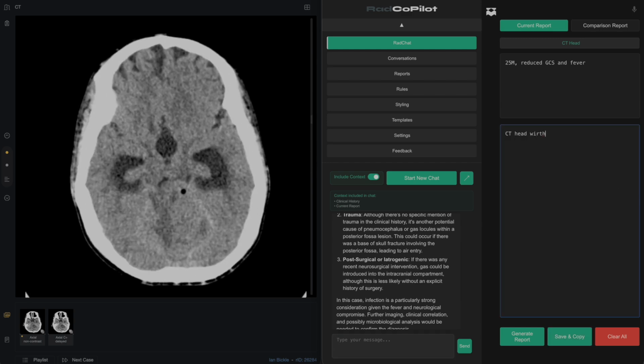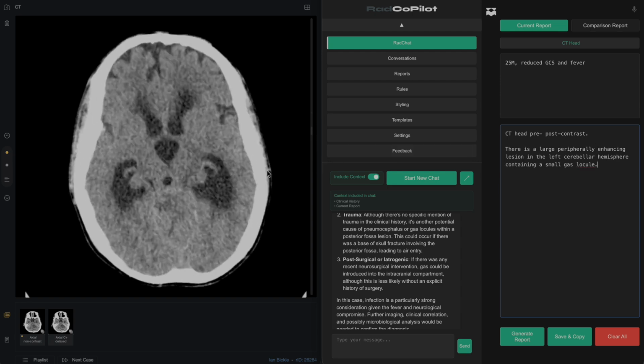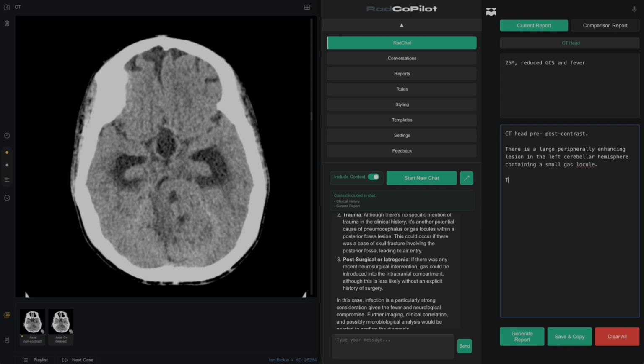So we have a CT head, pre and post contrast, and let's say there is a large peripherally enhancing lesion in the left cerebellar hemisphere. What else can we say? So we need to mention the hydrocephalus. So we could say. Okay, what else should we say?